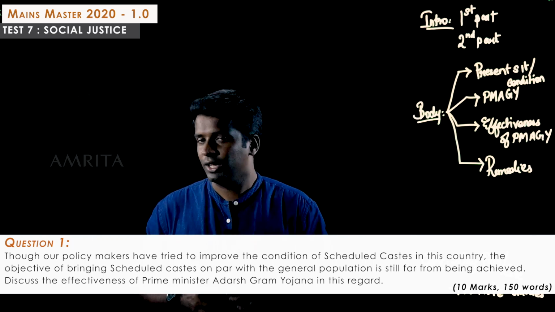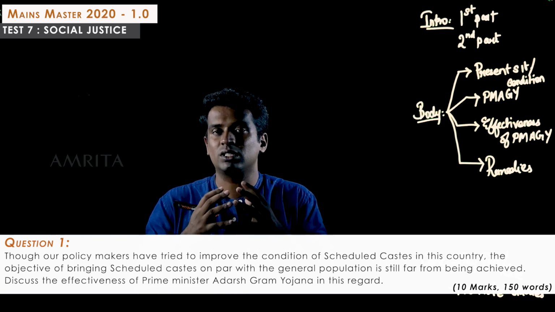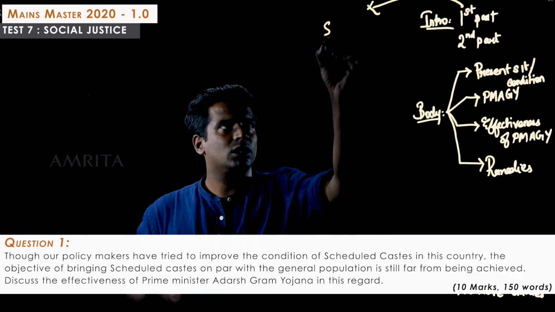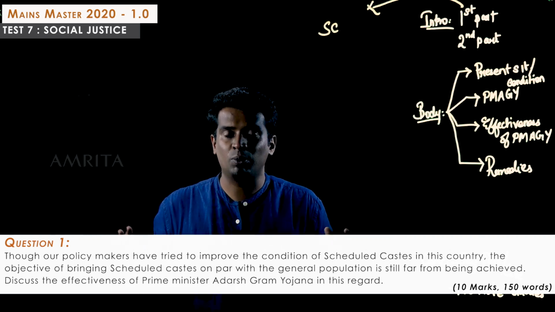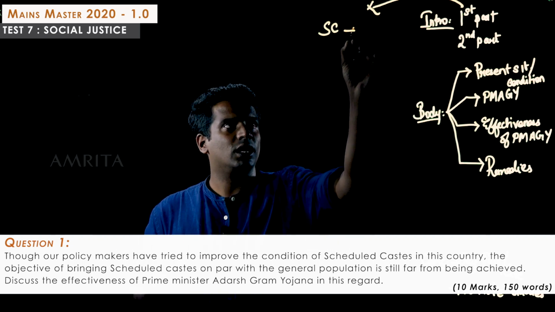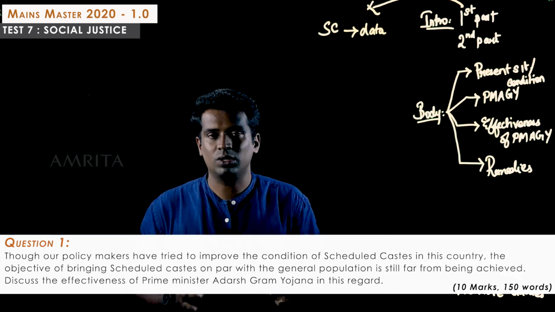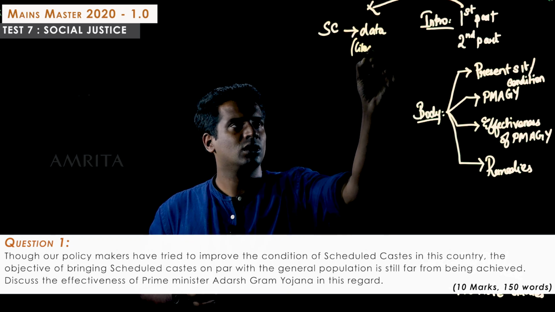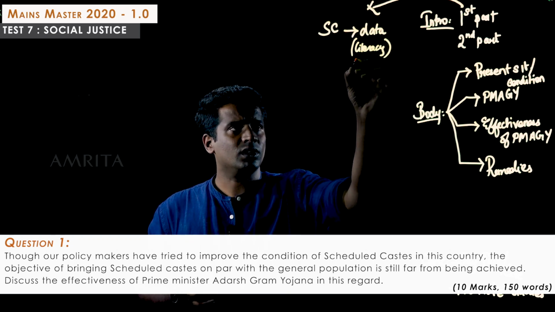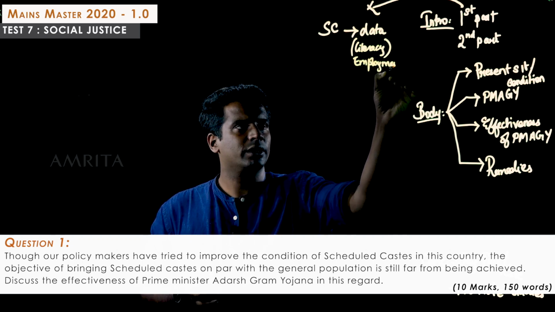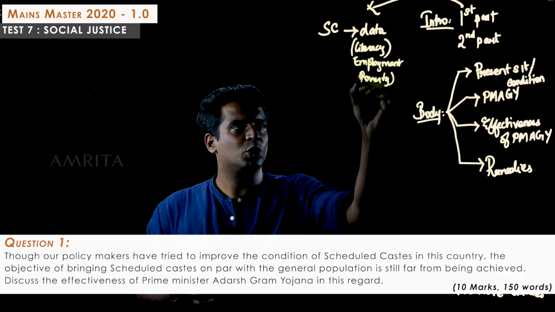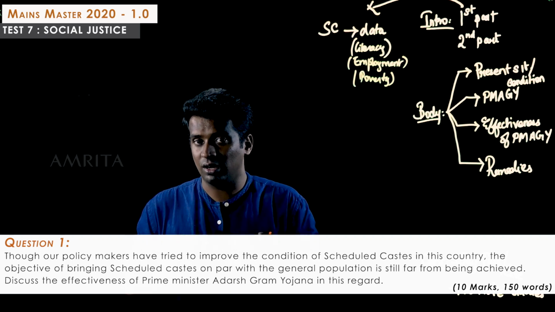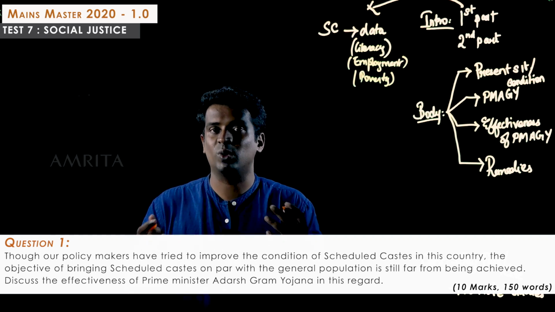So what do I mean by the first part? In this question, it talks about improving the condition of the scheduled castes. The government has tried so many things, but it is still far from being achieved. So you can say that the statement itself says the scheduled castes have not reached par with the general population. In the first part, you can bring some statistic or data to show how they are not yet at par with the general population. One common thing I'd like to use is literacy data, or you can use employment data or poverty data. Feel free to choose any data to show that they are not yet in a position which is at par with the general population of the country. You can use that in the first part to show that they do not have equal access to opportunities or to benefits.